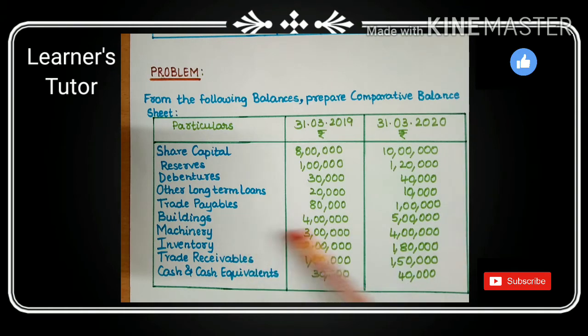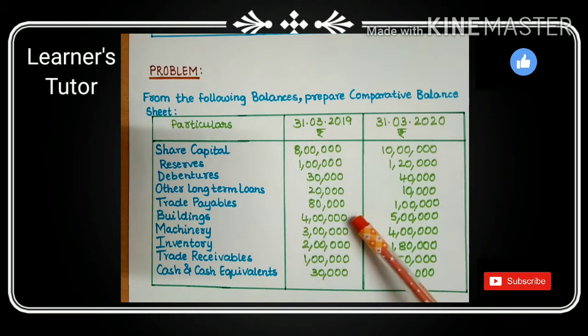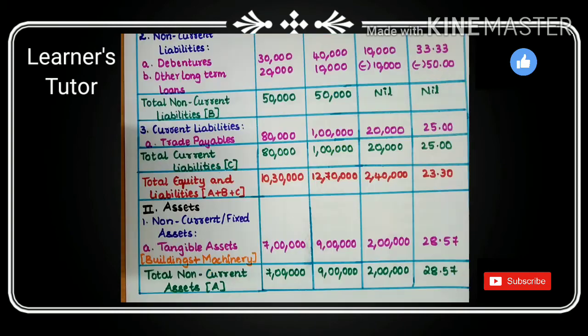Next, buildings 4 lakh and 5 lakh. Machinery 3 lakh and 4 lakh. These both are tangible assets under fixed assets, so we can write together. 4 lakh plus 3 lakh is 7 lakh. 5 lakh plus 4 lakh is 9 lakh. In assets, non-current asset or fixed asset, we have tangible asset, building and machinery, 7 lakh, 9 lakh. You can write individually also, but I am adding beforehand and showing it. 9 lakh minus 7 lakh is 2 lakh. 2 lakh divided by 7 lakh into 100 is 28.57. We don't have any other fixed assets, so total non-current assets is 7 lakh, 9 lakh, 2 lakh, 28.57. I've already added beforehand, so I'm writing it directly.